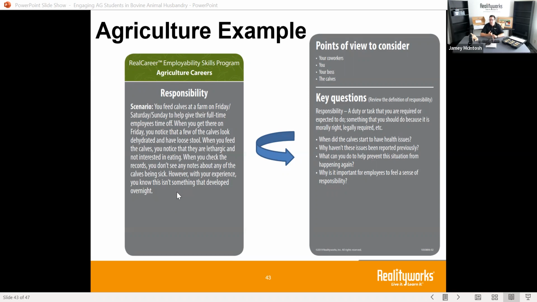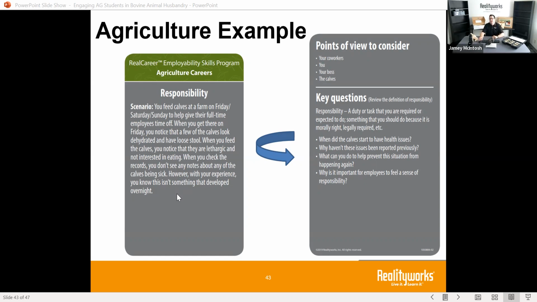What responsibility and scenario in that world might be? So look at it from that view. What you need to look at, what your boss might look at. And then also from the position of the calves, how are you helping and understanding and working with them? So in this case, you need to start looking and answering some of these key questions. And you can look at every single person's point of view and answer it from their point of view, starting with the coworkers, starting with you, your boss, the calves.